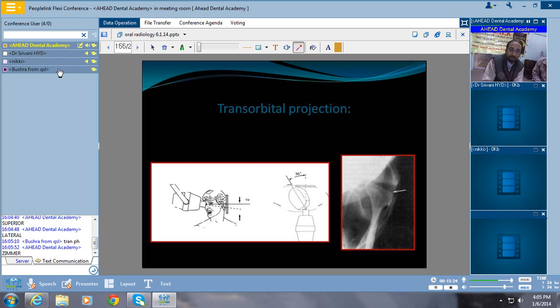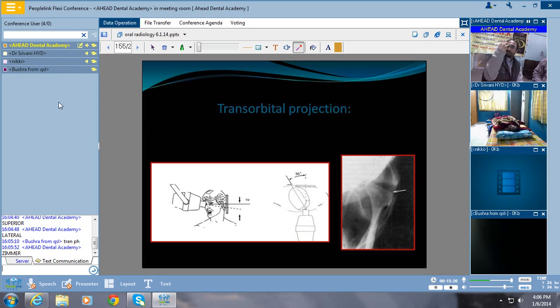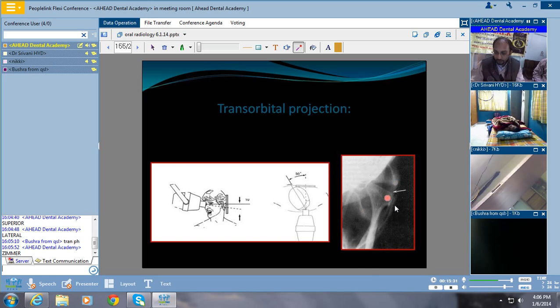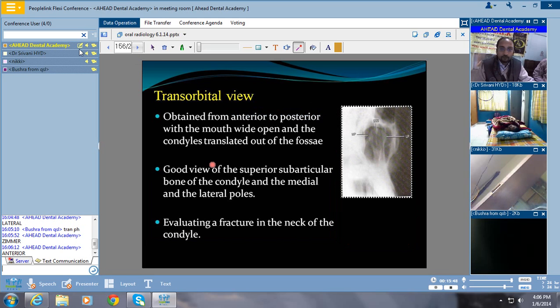In Zimmer's view, we place the X-ray tube right in front of the eye, and we are able to visualize the condyle. Which part of the condyle is seen? The interior part of the condyle is seen in transorbital. Is it clear? I was telling you, transorbital shows the medial pole, lateral pole, and the occluding part of the condyle.